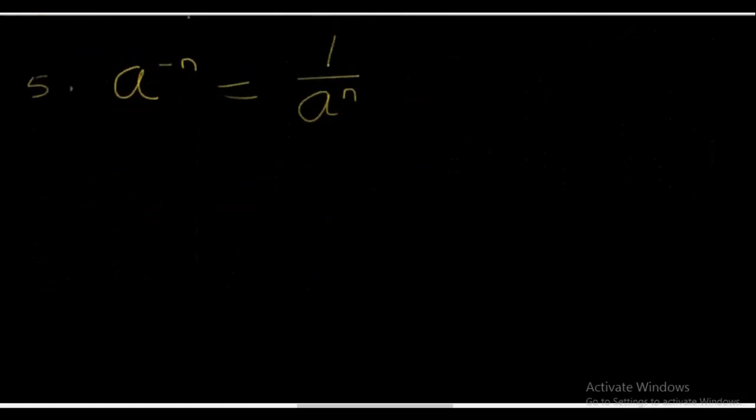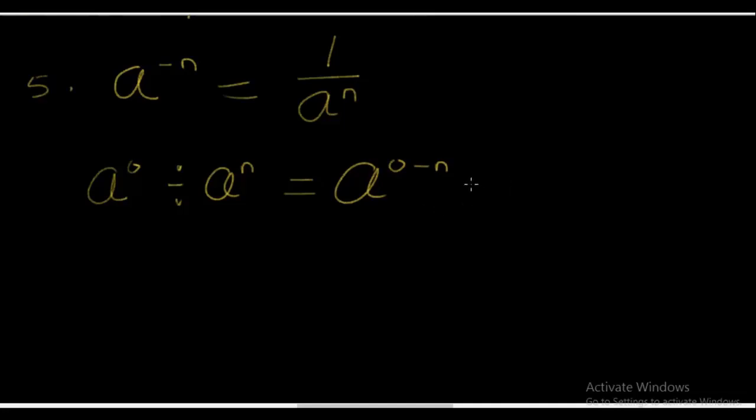Now, let me show you some circumstances that would lead to this kind of expression. Supposing we have an expression like this: a raised to the power 0 divided by a raised to the power n. This is the same as writing a raised to the power 0 minus n. I believe you know what I'm doing. A raised to the power 0 divided by a raised to the power n is the same thing as writing a raised to the power 0 minus n.